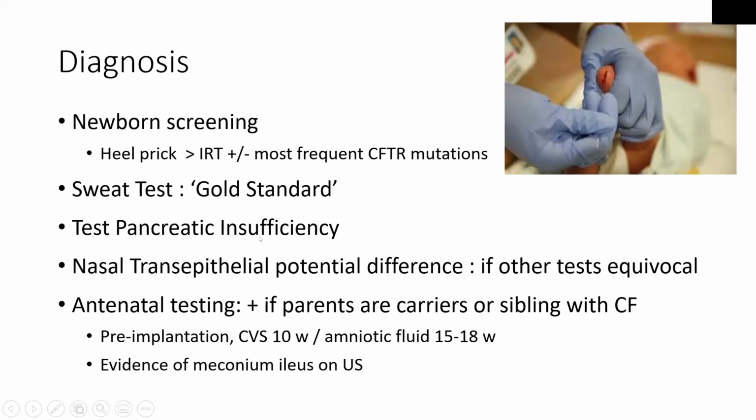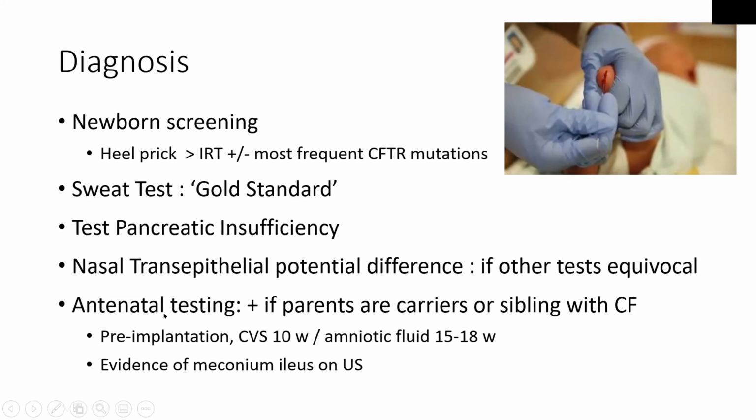Testing pancreatic insufficiency can be done indirectly by measuring the fecal fat content in a 72-hour collection sample, which is not usually very practical. Fecal elastase is another measure to indirectly assess pancreatic function. Direct pancreatic sampling from the GIT endoscopically is not very practical, but it is a measure of pancreatic secretions. Nasal potential difference across the epithelium is also used, not very frequently, but maybe if other tests are not conclusive.